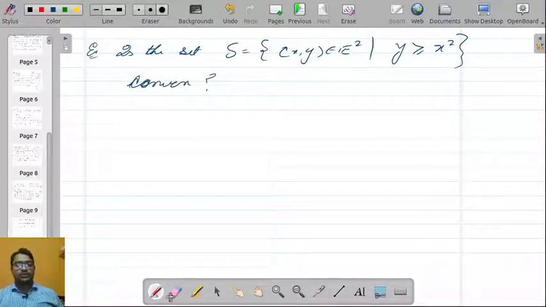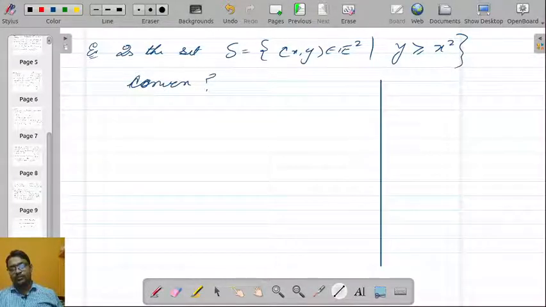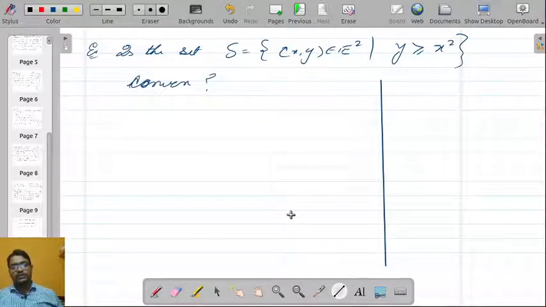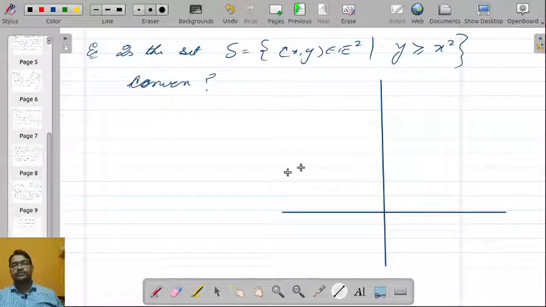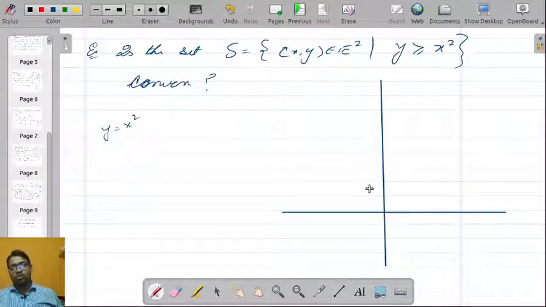For this type of question, what we will do is plot the diagram of the region that is being given. So y greater than or equal to x square. First of all, what is y equal to x square? It's a parabola. What type of parabola? If it is something like y square equal to x, then it opens this way. Here it's x square equal to y, so it's the upward parabola, something like this.